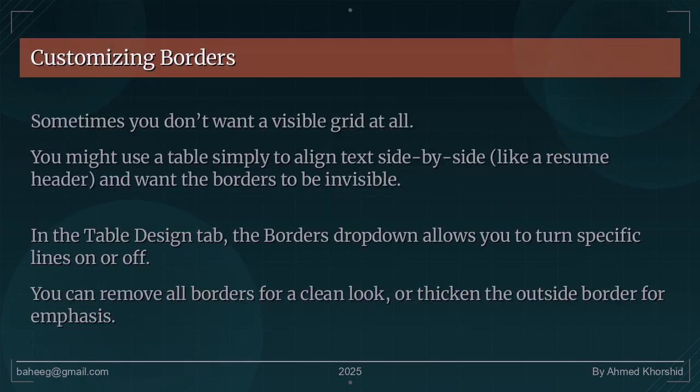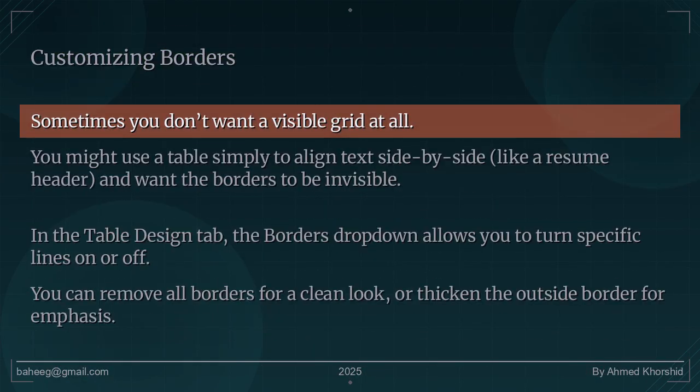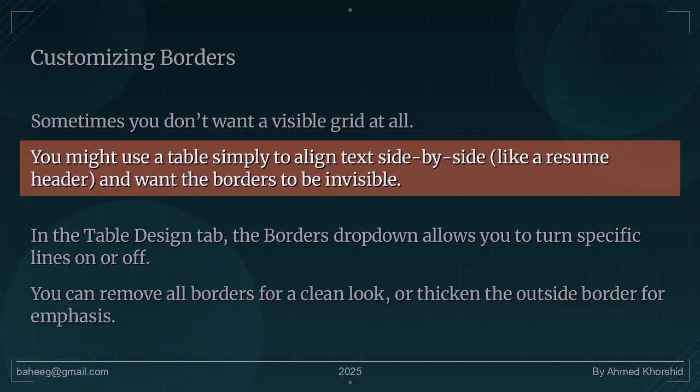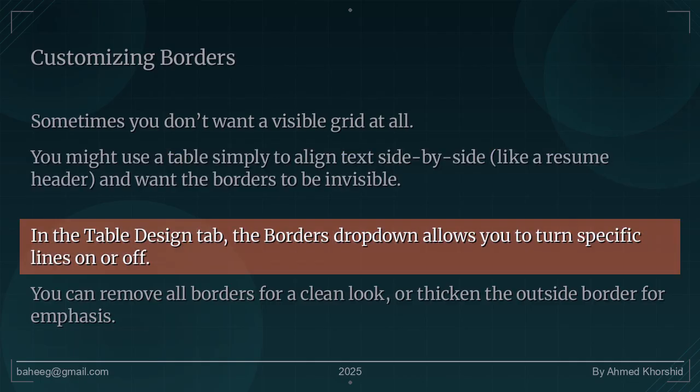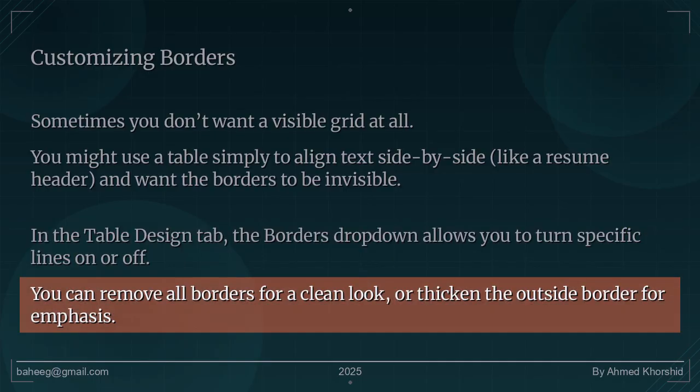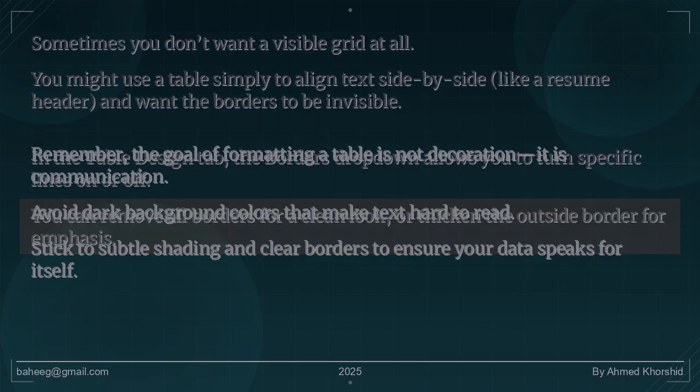Customizing borders. Sometimes you don't want a visible grid at all. You might use a table simply to align text side by side, like a resume header, and want the borders to be invisible. In the Table Design tab, the Borders drop-down allows you to turn specific lines on or off. You can remove all borders for a clean look, or thicken the outside border for emphasis.